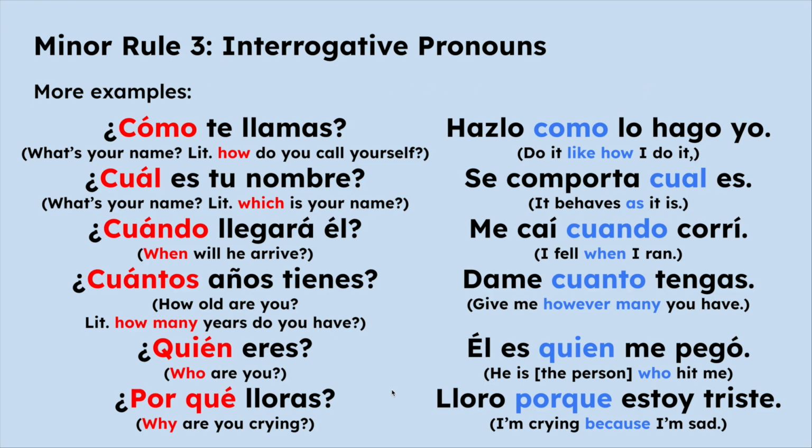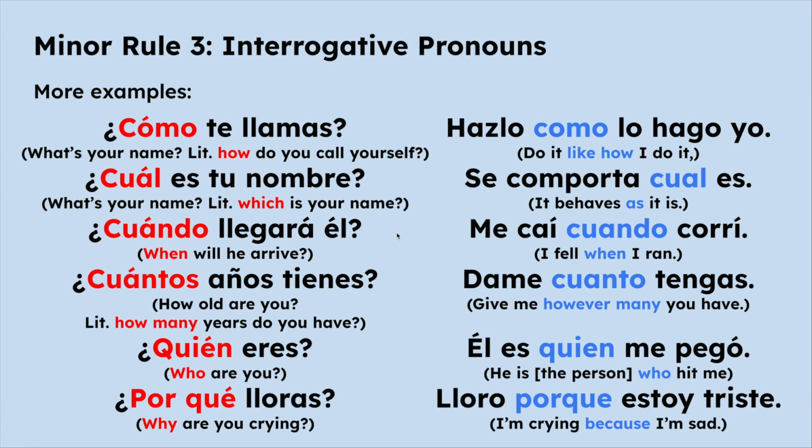Now here are some more examples just for good measure, like ¿Cómo te llamas? What's your name? Literally, how do you call yourself? Versus hazlo como lo hago yo. Do it like how I do it. So you can see here, the how is being used to ask a question, so you need the accent on it. Here, how is just being used to point out like how I'm doing it, so you don't need an accent. Okay, you don't have to worry about this. The accented form of cual is really rare.